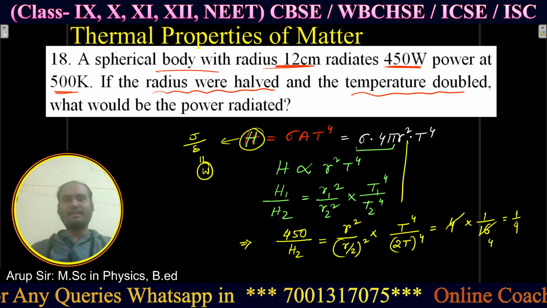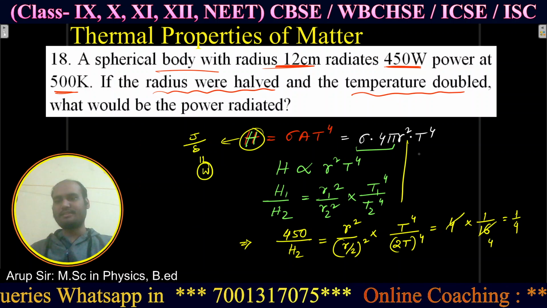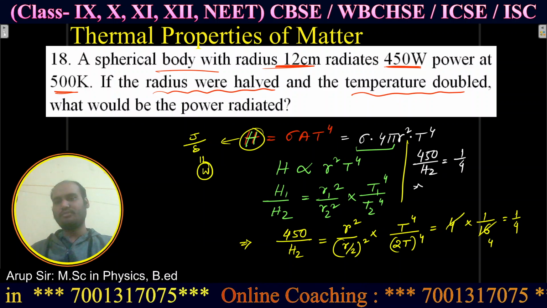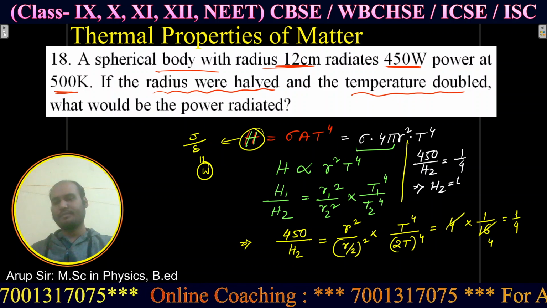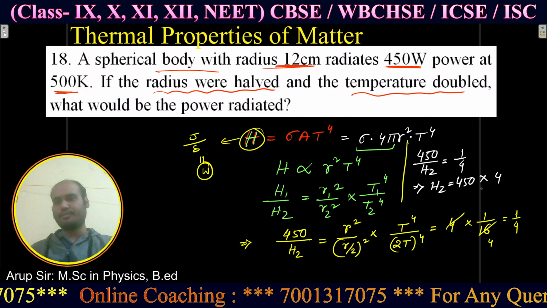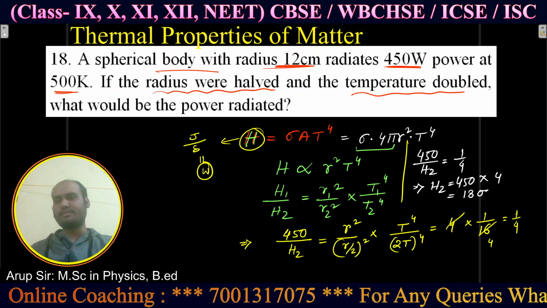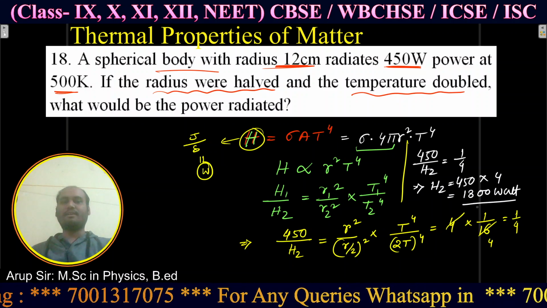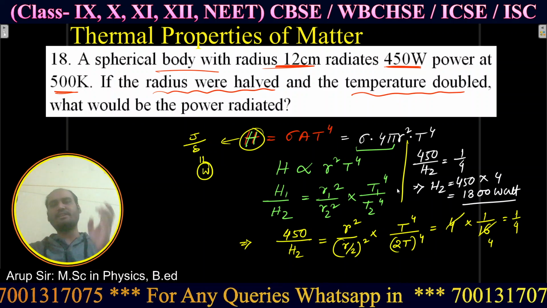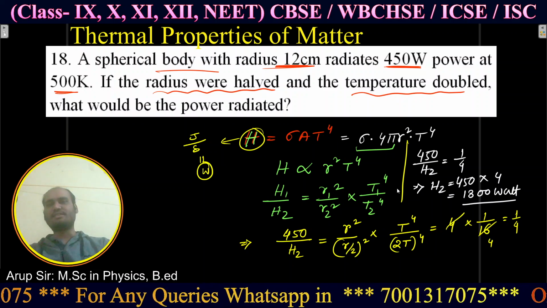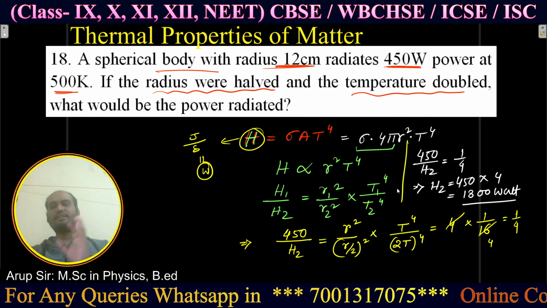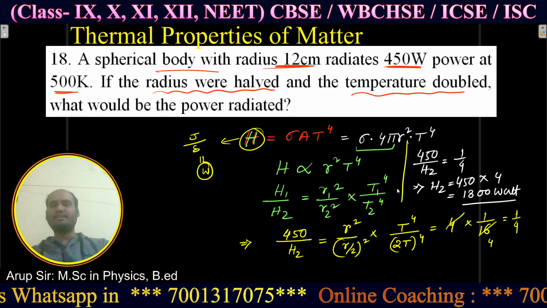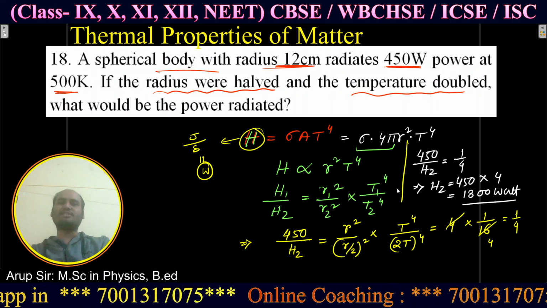So what we are getting is that 450 divided by H2 is equal to 1 by 4. So the value of H2 is 450 into 4, and 450 into 4 means 1800 watt. So this will be the power radiated if radius is halved and temperature is doubled. In that situation the radiating power will be quadrupled, right? So it will be 4 times the initial value.